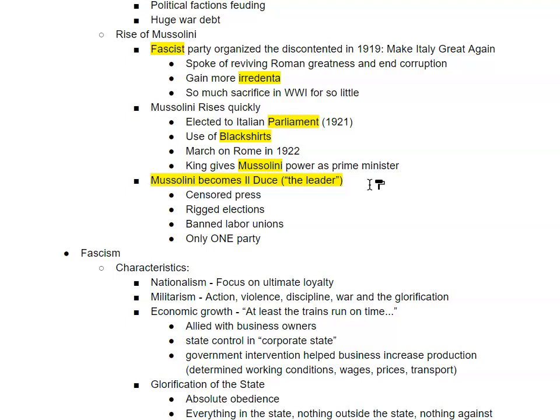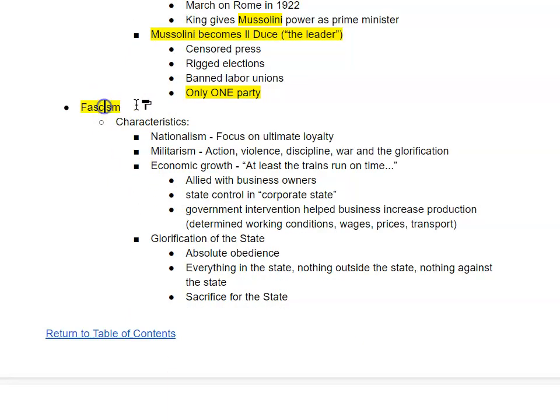You do that by censoring the press, by continuing to have elections but blatantly rigging them, banning labor unions, even though he had come from origins in a workers' movement and socialism. Labor unions can speak out against the government, so he banned them, and then banned all the other parties so that there only were fascists. What does it mean to be a fascist?